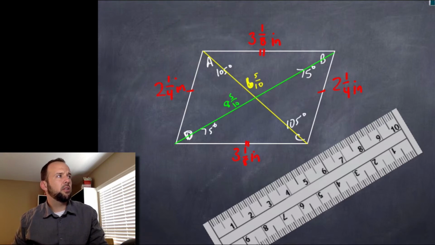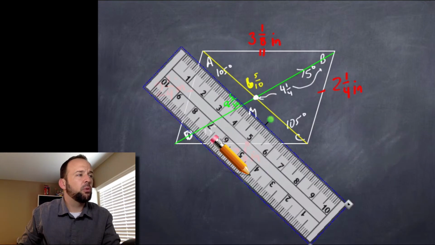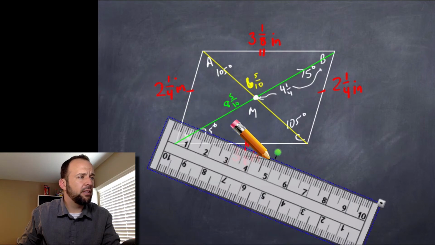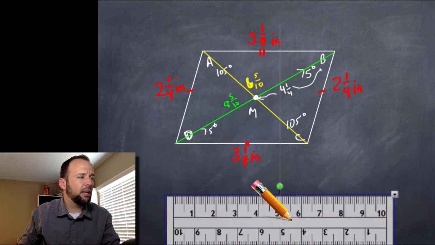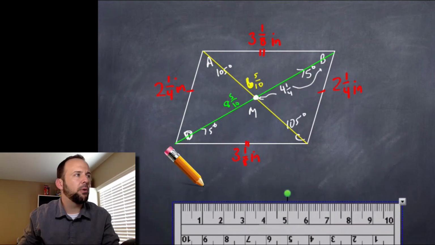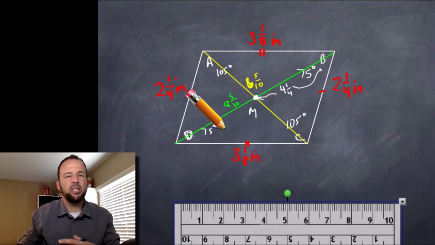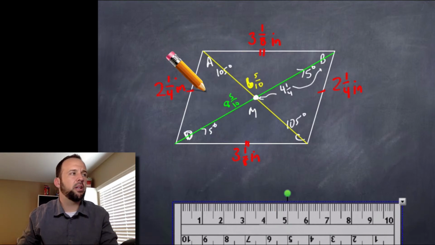I'm going to come in here to the middle, and I'm going to label a new point here. We're just going to call this the middle. Okay, we're going to label it M for middle. So you can see we're kind of breaking apart this parallelogram a little bit just to notice some seams and some differences that we're going to see in here.